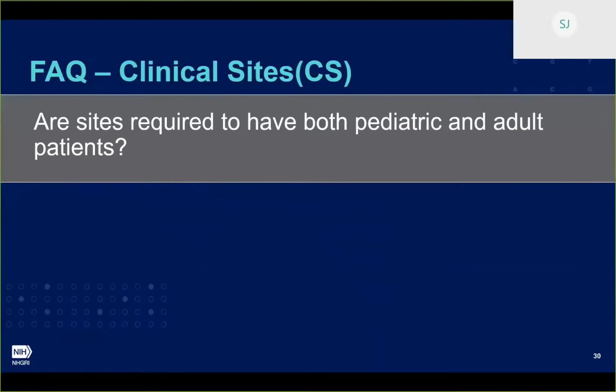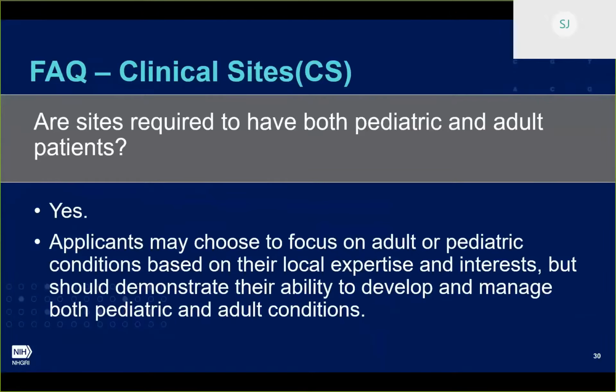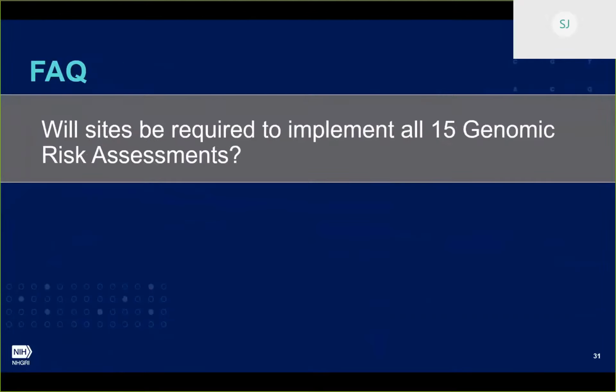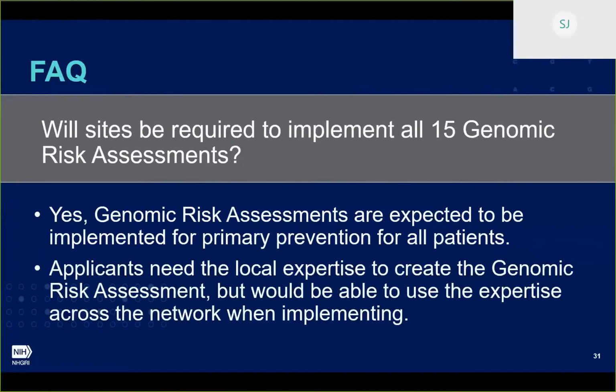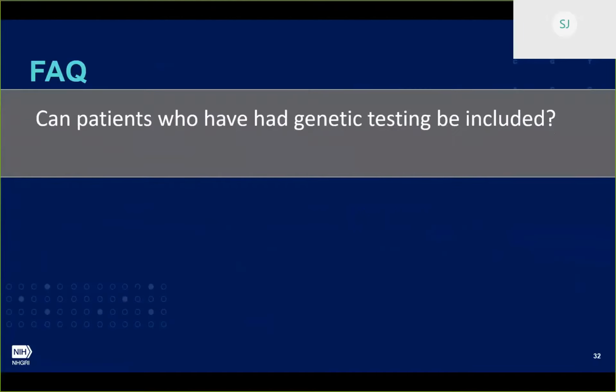Are sites required to have both pediatric and adult patients? Yes, applicants may choose to focus on adult or pediatric conditions based on their local expertise and interests, but should demonstrate their ability to develop and manage both pediatric and adult conditions. Will sites be required to implement all 15 genomic risk assessments? Yes, genomic risk assessments are expected to be implemented for primary prevention for all patients. Applicants will need local expertise to create the genomic risk assessment, but will be able to use the expertise across the network when implementing.